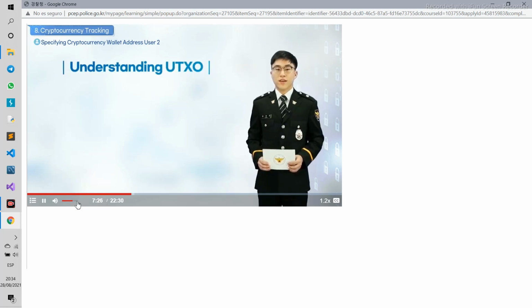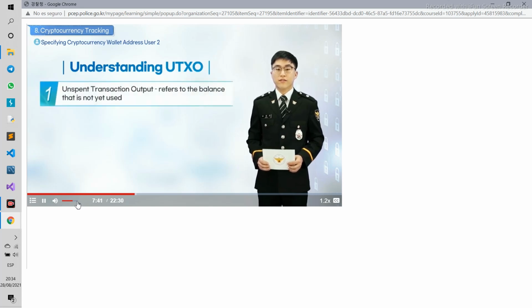In order to understand the transaction details of the Bitcoin network, it is necessary to understand the concept of UTXO, as well as the wallet structure. UTXO stands for Unspent Transaction Output. Bitcoin does not store the amount of Bitcoin stored in each address separately like a bank account does.